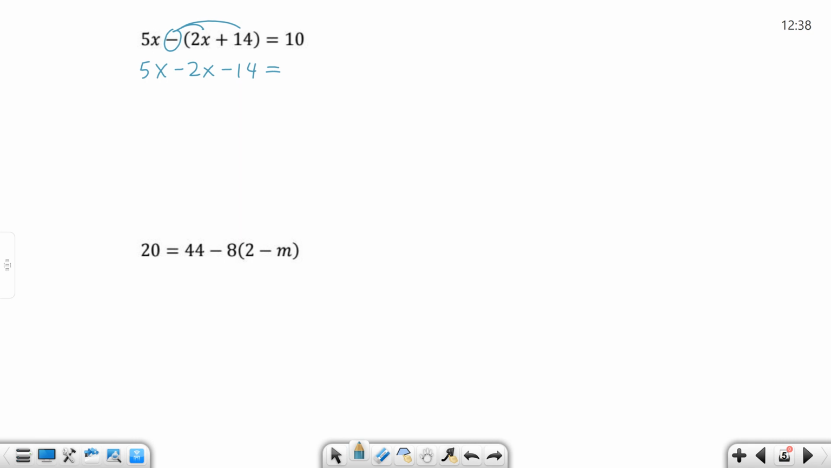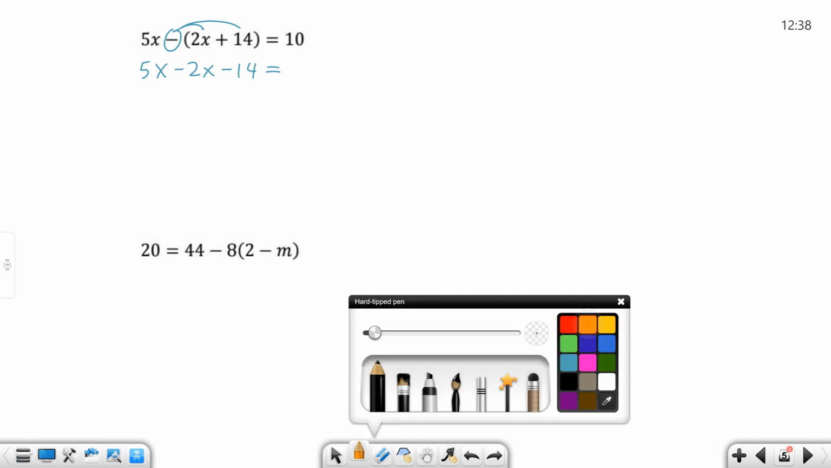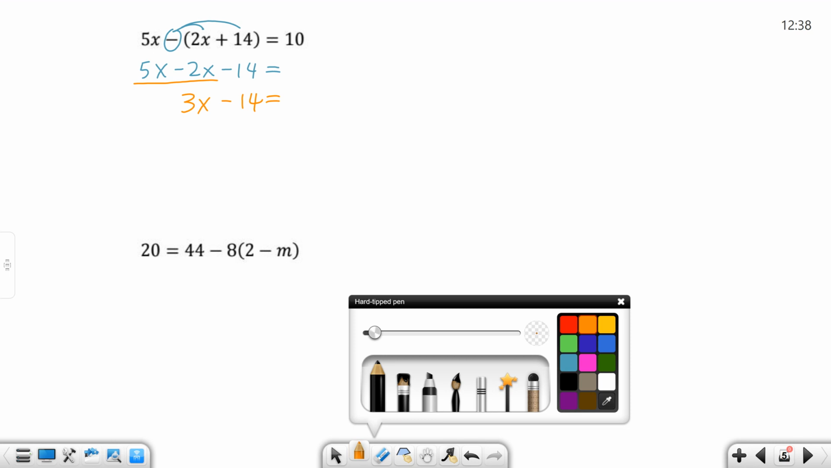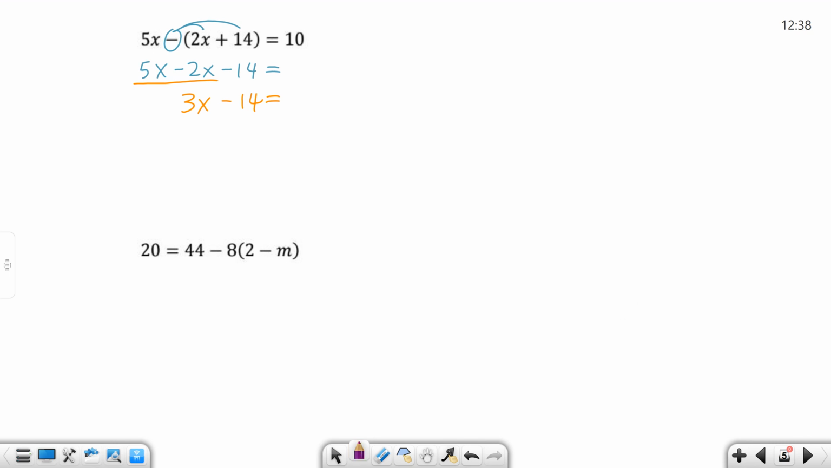So am I done with the left-hand side as far as simplifying goes? No. I have to keep going here. So 5x minus 2x is what? 3x minus 14. Is there anything else I can do to the left-hand side? The answer is no. I am done simplifying the left-hand side. So now let's go to the right-hand side.